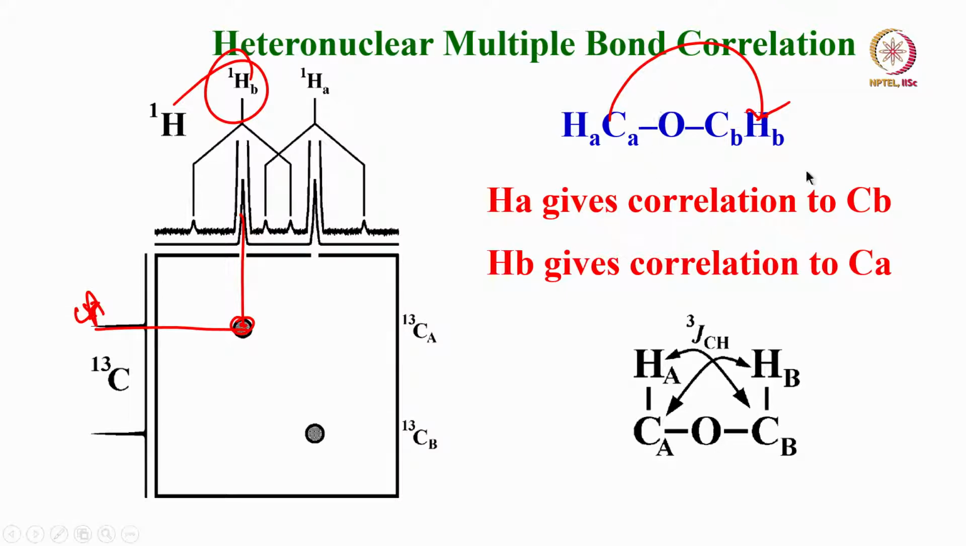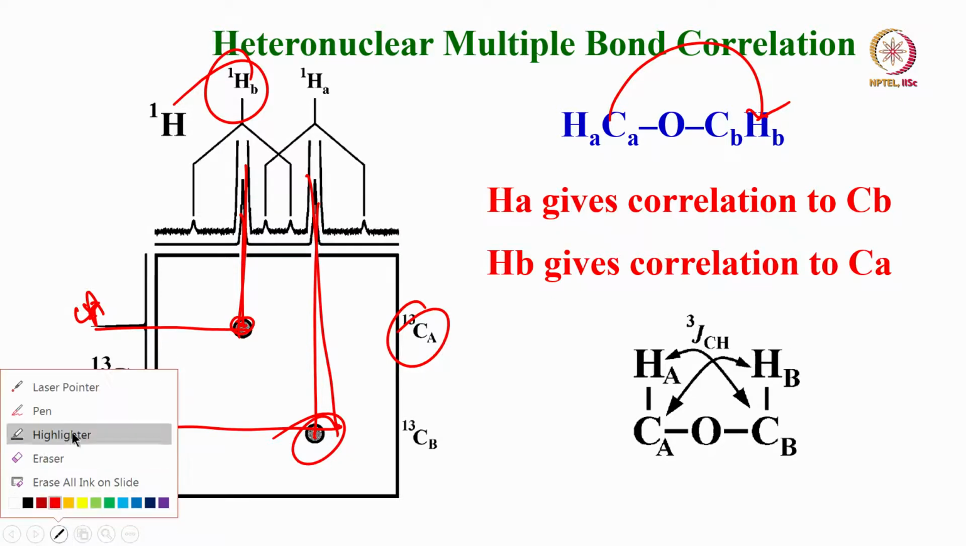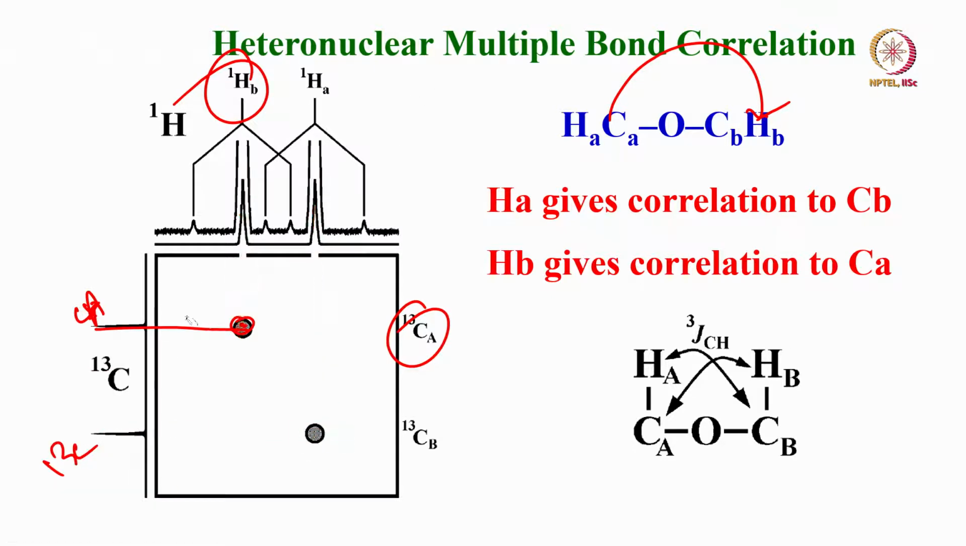Similarly, look at this carbon B. You go vertically like this, go horizontally like this, you get the carbon 13 chemical shift of carbon B. But if you go vertically up, you do not get proton B, you get proton A. So, you understand. The very interesting thing you should observe here is the heteronuclear correlation.